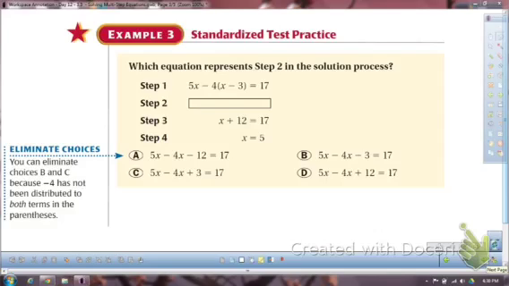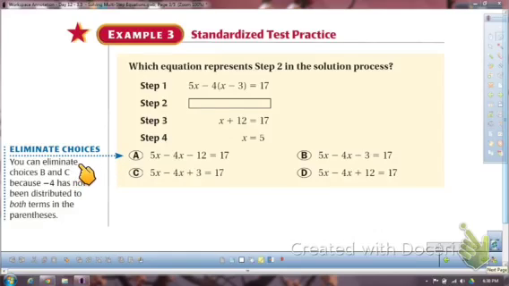Okay, so back to the problem. It's given us a little bit of a note here, these elimination choices. So remember how we said that Santa Claus, when he comes to town, he's got to distribute to both the x and the negative 3. Everybody inside the parentheses gets a piece of that action. They get a negative 4. Well, this is making a note where that mistake has been made, where somebody's been forgotten.